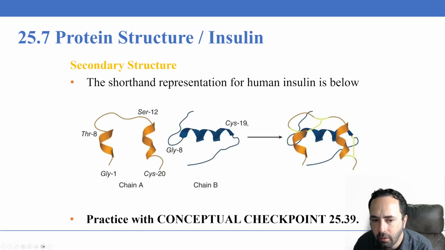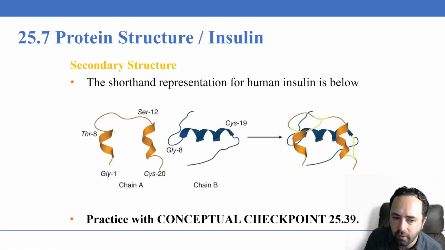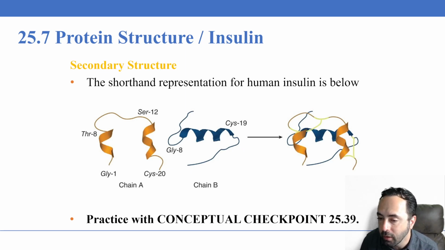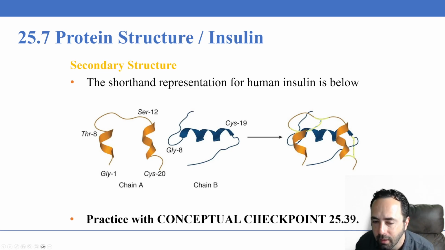So here is the shorthand representation for human insulin. Chain A has a couple of alpha helixes in its secondary structure. There are no beta pleated sheets. Also, chain B has one alpha helix region from the glycine residue 8 to cysteine residue 19. And then these two chains interact with one another by tertiary and quaternary structure. And these yellow portions here represent the disulfide linkages between cysteine residues.